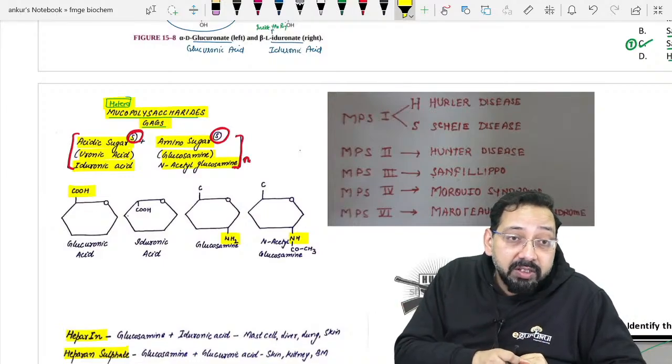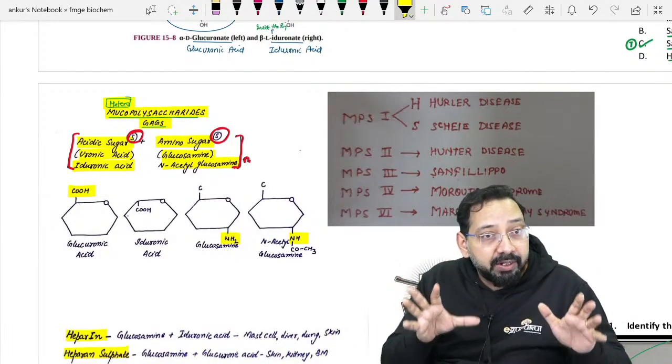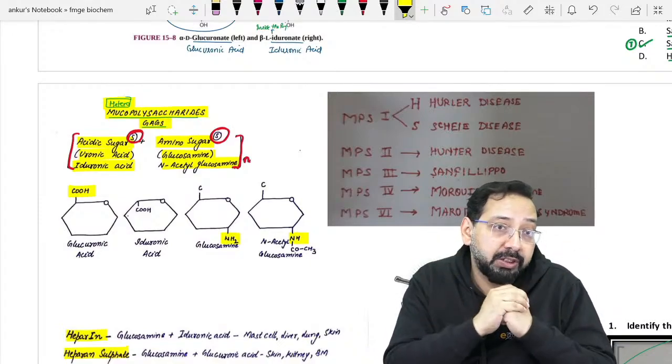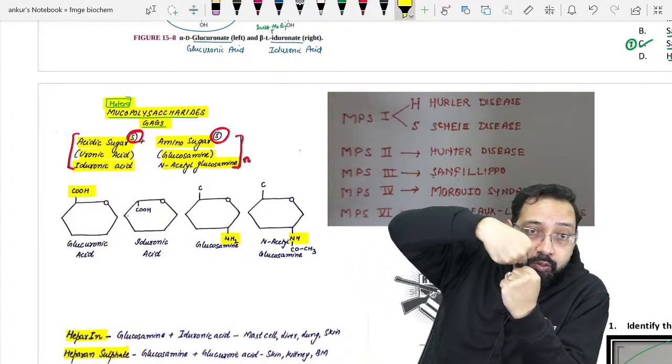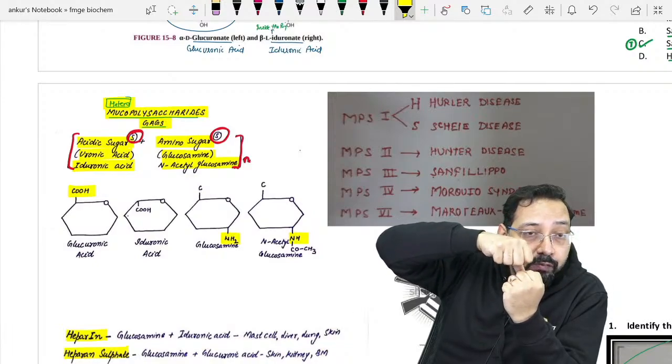And what is the purpose? Nature kept all these mucopolysaccharides in that area of the body where shock absorption is required. Just like when you are running, you have two bones, and in between the two bones there is synovial fluid. We found that in this synovial fluid there are so many mucopolysaccharides.